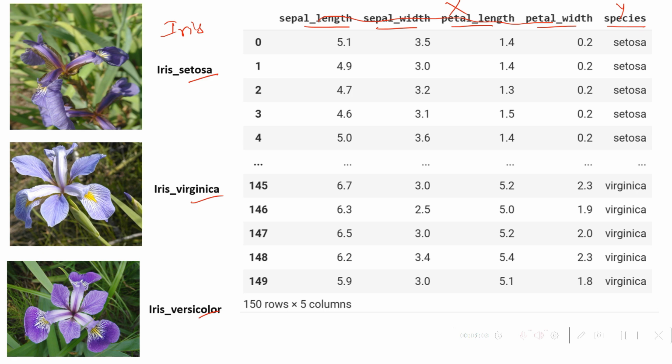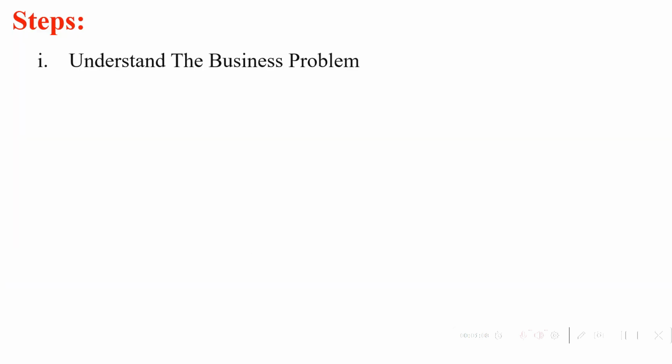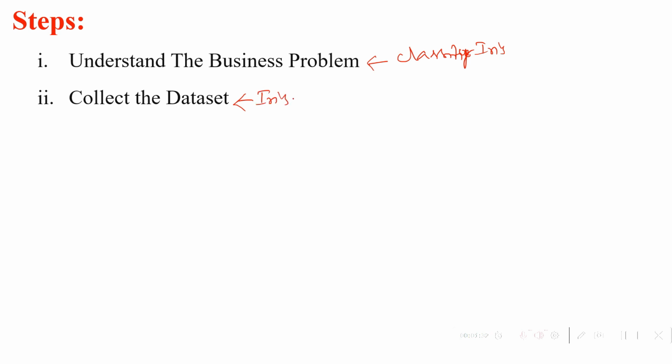In machine learning, we have to follow different steps in order to perform the classification algorithm. The first thing is to understand the business problem. Here, the business problem is that you have to classify the iris flower dataset. The next step is to collect the dataset. According to the business problem, we are going to collect the iris flower dataset from GitHub or Kaggle, or we can also find the dataset through a normal Google search.